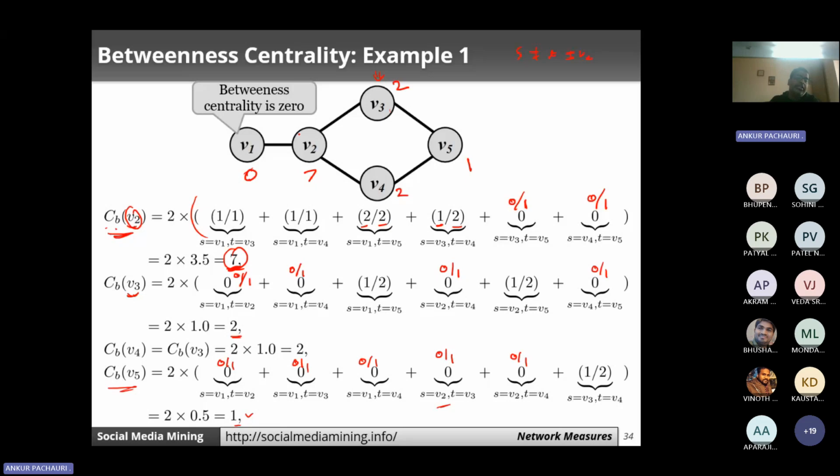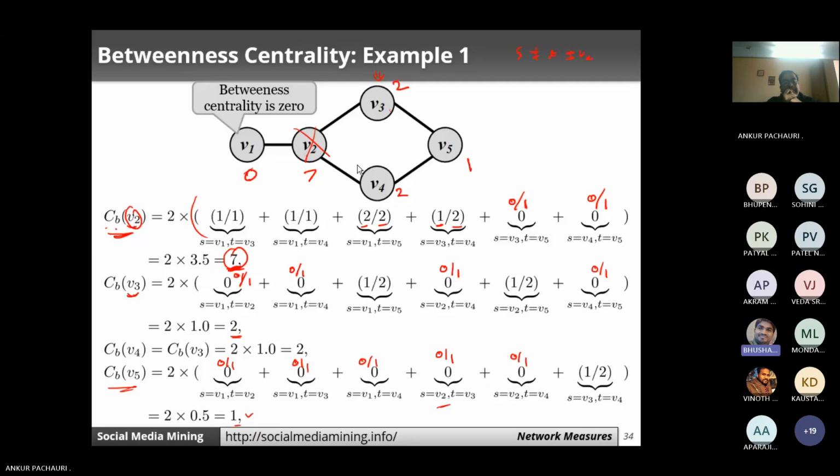Ultimately, it will be the weakest point also. If I remove this, the graph will be broken into two parts. One part contains V1 and another part contains V3, V4, V5. Clear with this?